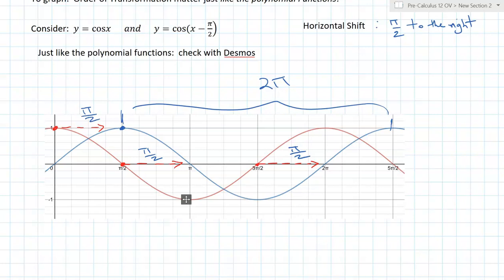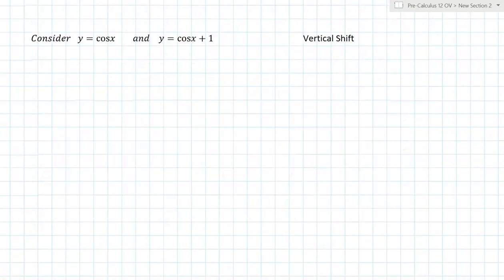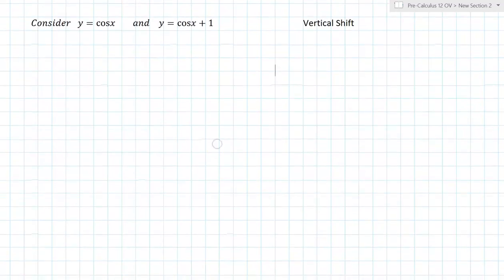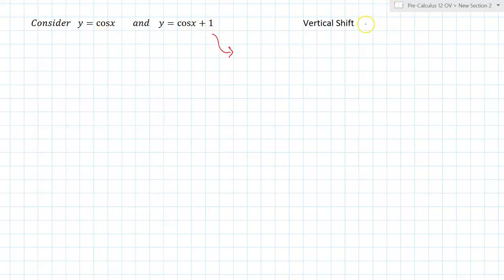Now let's go ahead and look at the vertical shift. There is no surprise to see that if you're adding a constant to the original function, so this is the plus 1 in comparison to 0, that is a vertical shift by plus 1, or up by 1 unit.